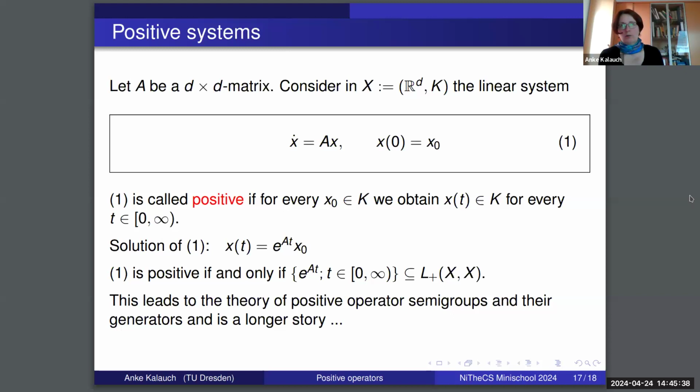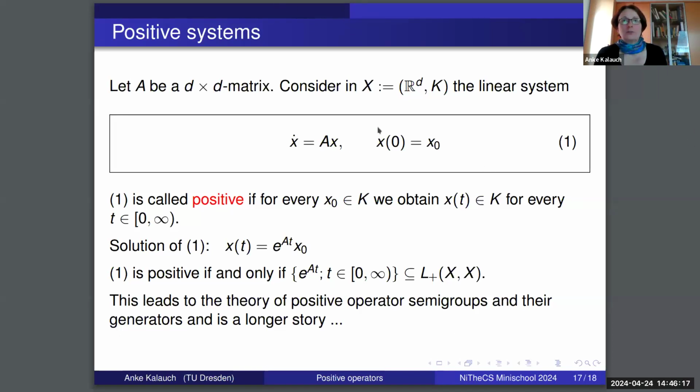For example, in economy or in biology, in all these areas where you have positive entities, when you want to model bacteria or whatever, you have positive entities, and the model is only good if it stays positive, or if you have goods in economy. So if your system develops, if you start in the cone, then you want your whole trajectory to be in the cone.